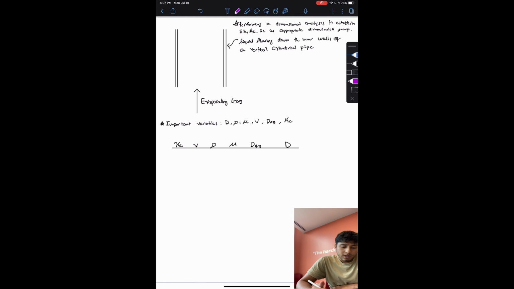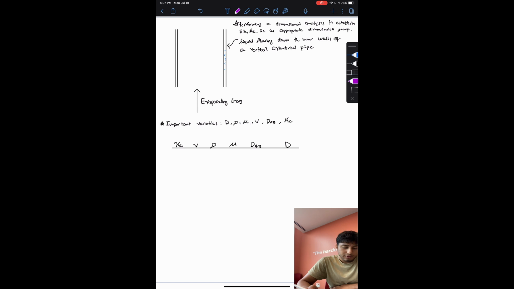Hello, in this problem we're going to be performing a dimensional analysis to establish the Sherwood, Reynolds, and Schmidt number as an appropriate dimensional group. So in this problem we have liquid flowing down the inner walls of a vertical cylindrical pipe, as we can see here. And we also know that there's evaporating gas going up this cylindrical pipe.